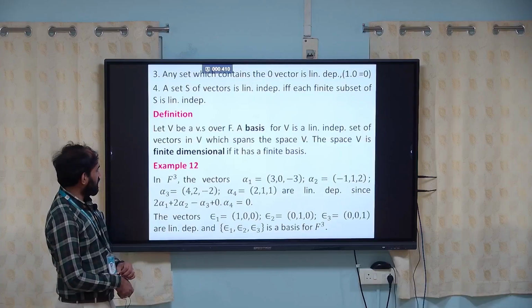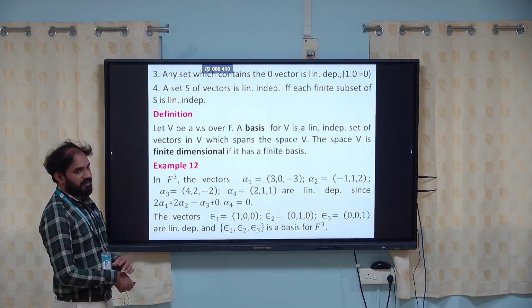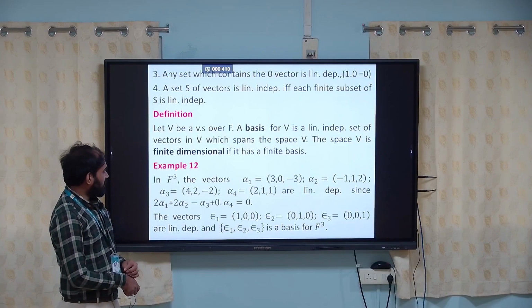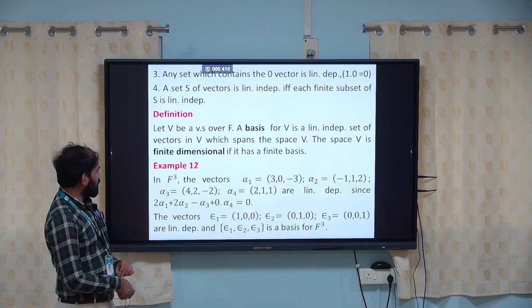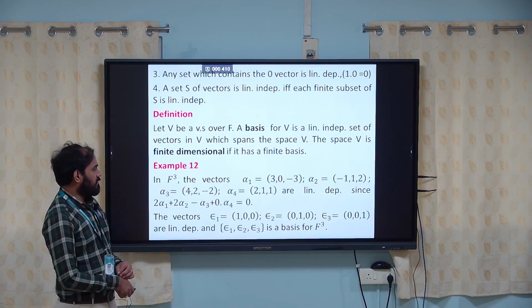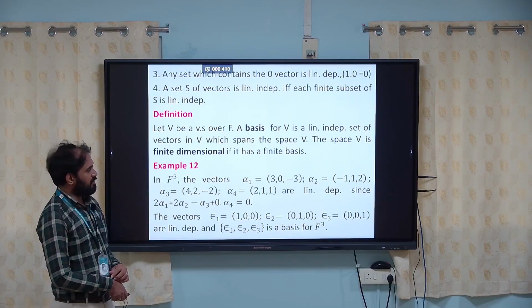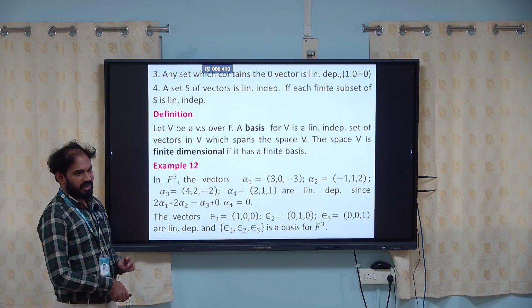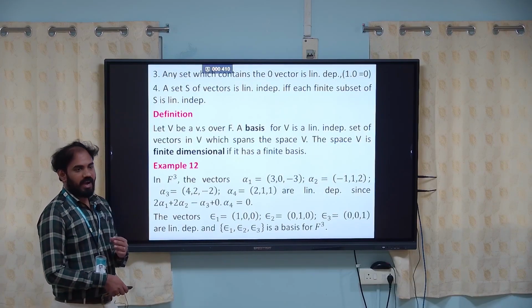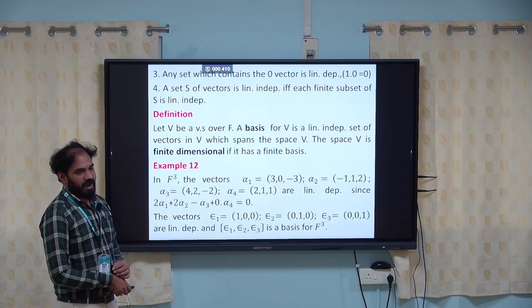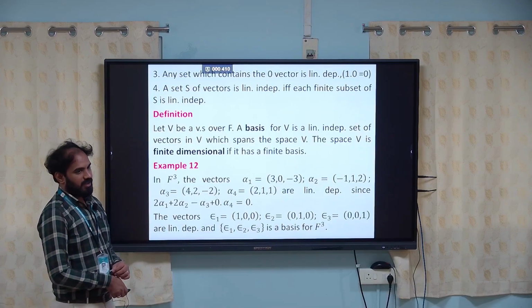Okay, the next definition. Now I am coming to the important part of linear algebra, the definition of basis. Let V be a vector space over F. A basis for V is a linearly independent set of vectors in V which spans the space V. The space V is finite dimensional if it has a finite basis. So a basis has to follow two conditions. Condition number 1 is it should be linearly independent. The other condition is it should span the vector space. If these two conditions are satisfied, the set is called a basis.